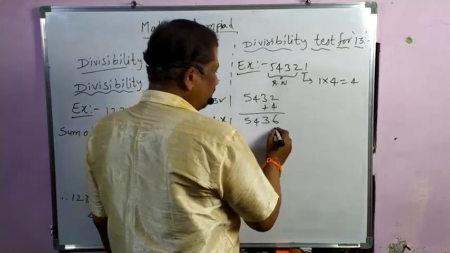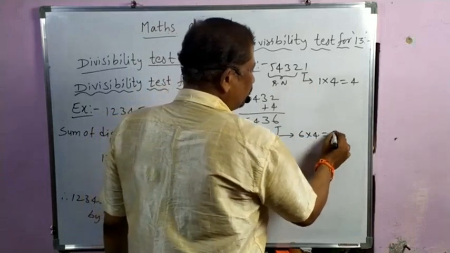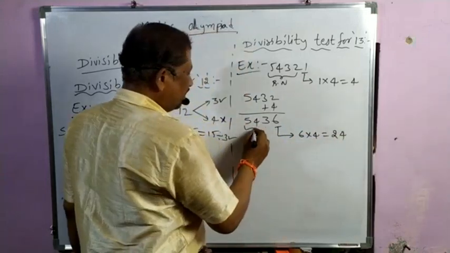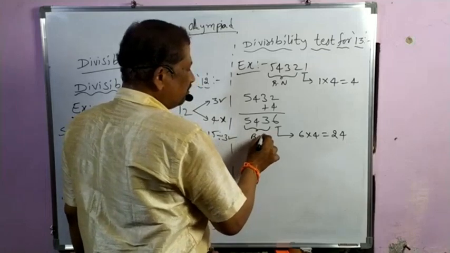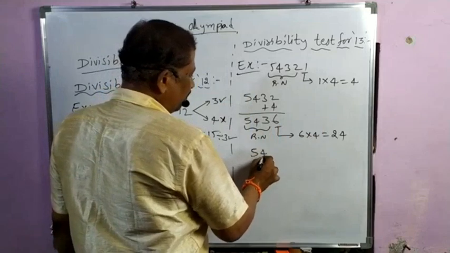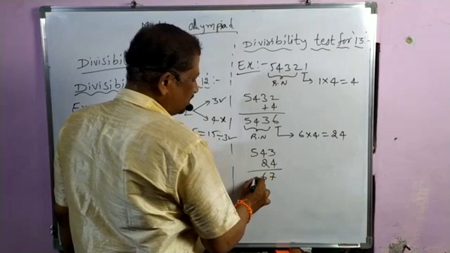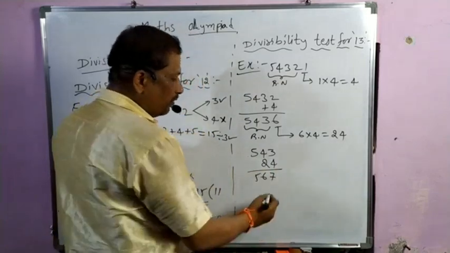Again this is a bigger number, so you follow the same process. The last digit is 6, multiplied by 4 that becomes 24. What is the remaining number here? 543. So add 24 to this 543. So what we get here? 567.